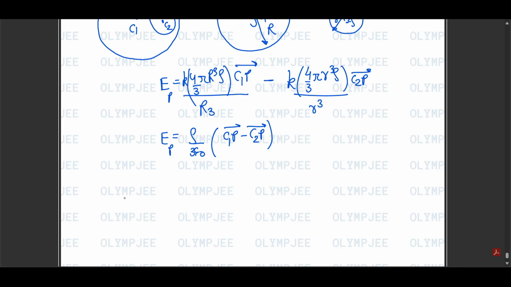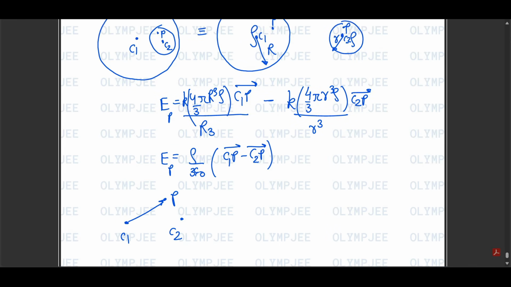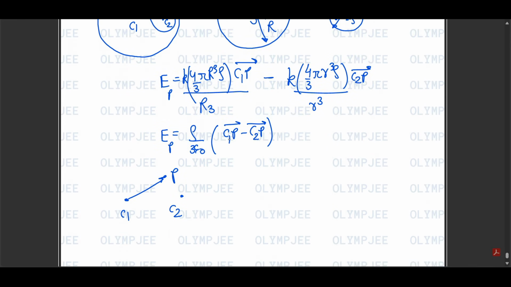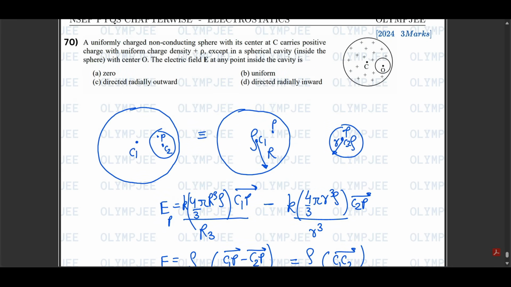C1P minus C2P, which can be understood from here: this is C1, this is C2 and this is P. So C1P is here, and C2P is here. Sorry, this is minus C2P, right? So minus C2P will be here. So this can be given by the vector sum rule as this, which is C1C2. And since this is constant, the electric field will be uniform.